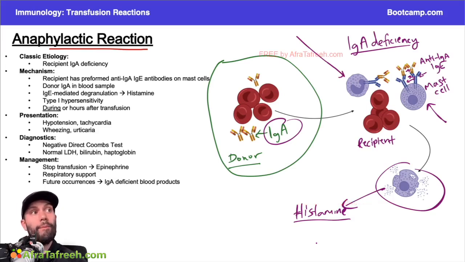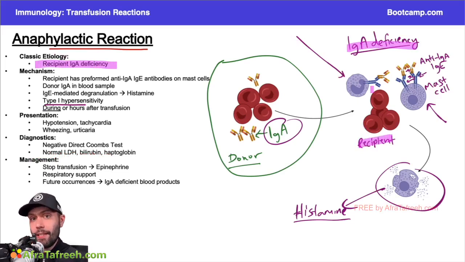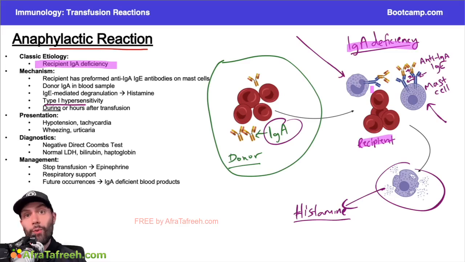And so this is something that we've touched on when we talked about type 1 hypersensitivities, but we've really talked about this in great detail in the immunodeficiency videos. It's the same concept that we talked about before. We're just integrating that concept into the transfusion reactions here. So again, the classic cause is going to be a recipient that has IgA deficiency. They don't have IgA antibodies. Instead, they have anti-IgA antibodies. In other words, they have antibodies that will mark IgA for destruction. Or in this situation, they've already class switched and they have IgE on the surface of their mast cells and their basophils, and so they're ready to degranulate.